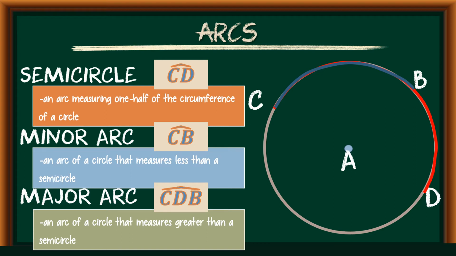Okay? Arc CDB. Yan, yung kulay yellow. CDB, mula kay C, papunta kay D, and then B. Lampas ng semicircle. Okay? Semicircle, kalahati. Minor, mas maliit sa semicircle. Major, mas malaki sa semicircle.